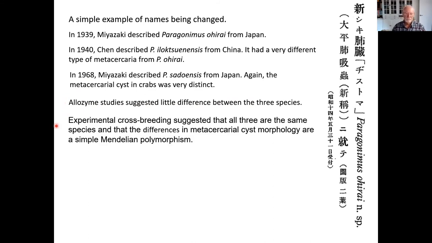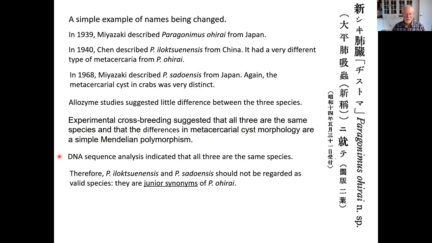Some Japanese researchers did some very difficult experiments, doing experimental crossbreeding of these three kinds, uhirai, iloktsuenensis, and sadoensis. These cross experiments indicated that all three belong to the same species and that the differences in the metacercarial cysts, the different morphologies, were due to a simple Mendelian polymorphism and did not indicate that all three belong to different species. Then DNA sequence analysis, which is something that I did about 15 years ago, also indicated that all three belong to the same species.